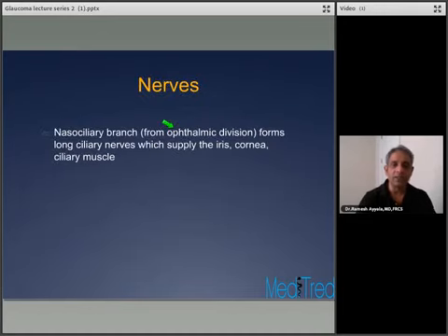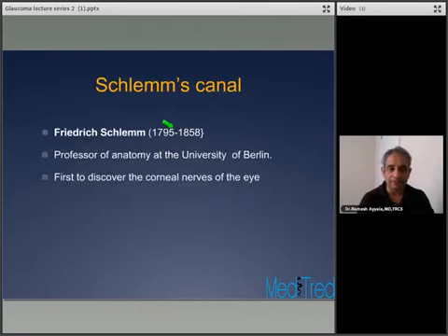The nasociliary branch from the ophthalmic division forms the long ciliary nerves which supply the iris, cornea, and the ciliary muscle. And so this entire complex is supplied by the nasociliary branch of the ophthalmic division, mainly from the long ciliary nerves.